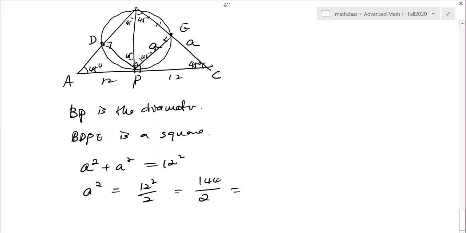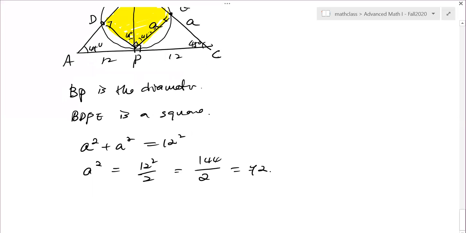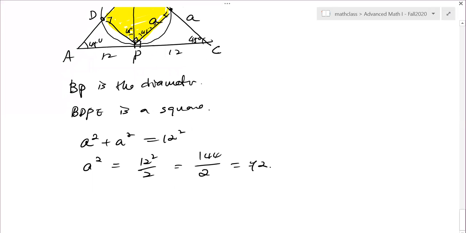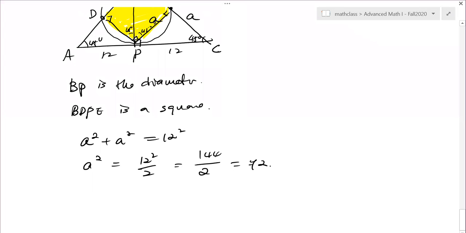So the area of the shared region is this, right? This is a square, so it's just A squared. It's 144 divided by 2, this is 72. Right? So A squared is 72, that is the area of the square inside. Okay, that is the area.